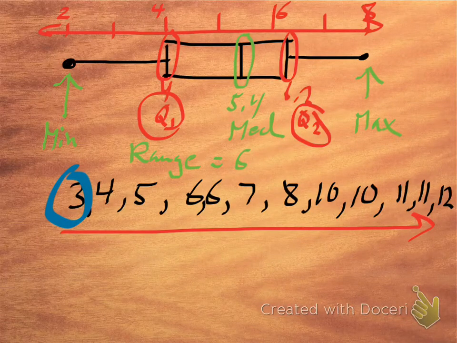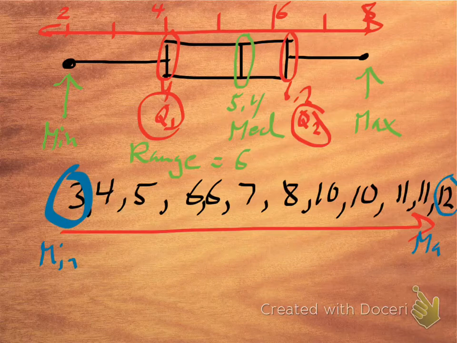So 3 is the minimum. 12 is the maximum. That didn't take much work. Now let's find the median. I don't want to destroy my data, so I'm going to underline them. I'm going to underline the first and last, the next one, the next one, the next one, the next one. And finally I get 7 and 8 in the middle.